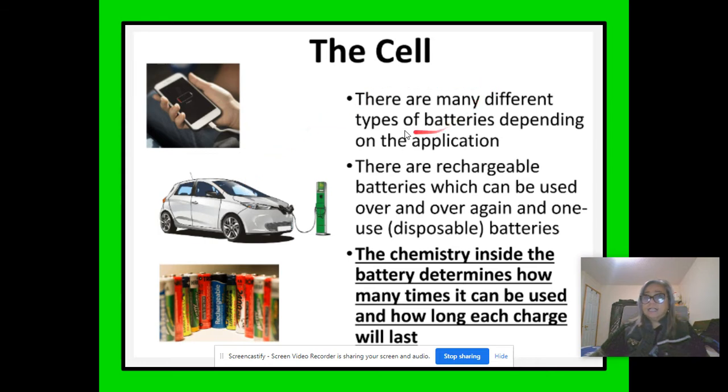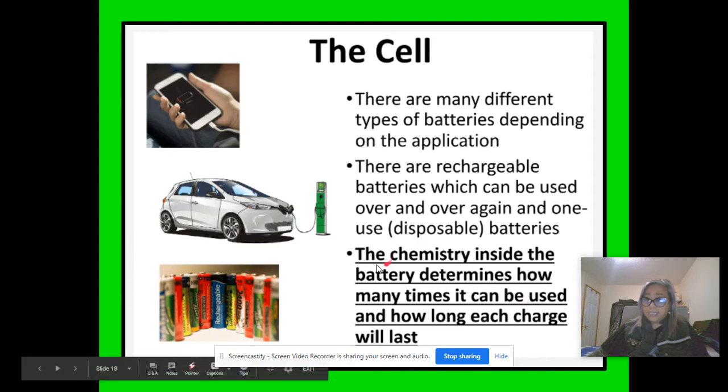Now, this is more on the cell. There are many different types of batteries depending on application. There are rechargeable batteries which can be used over and over again, and single-use or disposable batteries. Now, the chemistry inside the battery determines how many times it can be used and how long each charge will last.